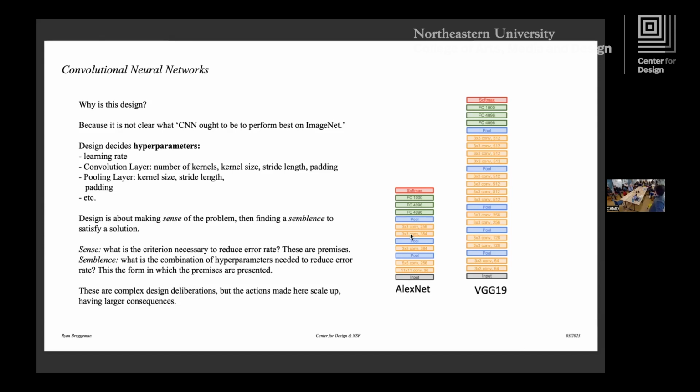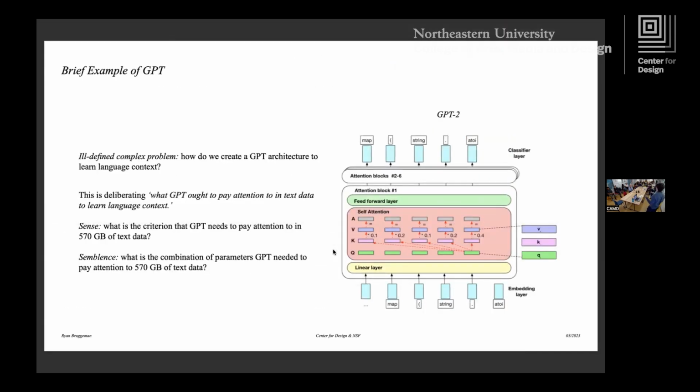Okay? And so as designers, we are deciding how a CNN ought to be to perform best on ImageNet. These are complex design deliberations, but the actions made here scale up and have larger consequences in the models that we see. So now, currently, the one that we're faced with, I think most presently, is GPT, right? So the ill-defined complex problem of GPT is, how do we create a GPT architecture to learn language context? The deliberation of design: what GPT ought to pay attention to in text data to learn language context.